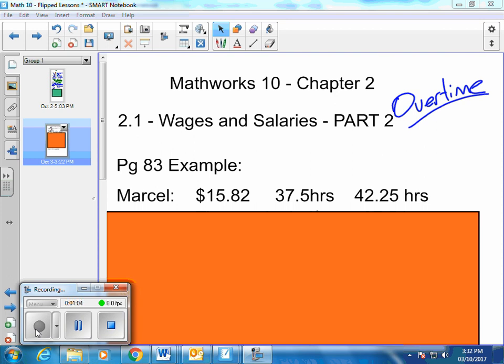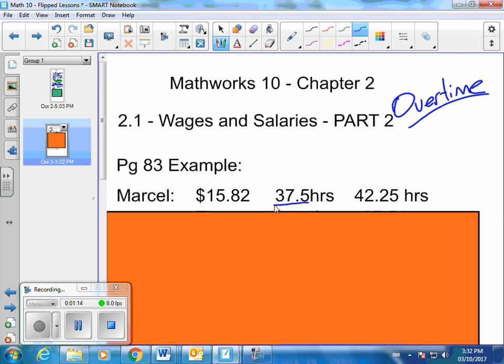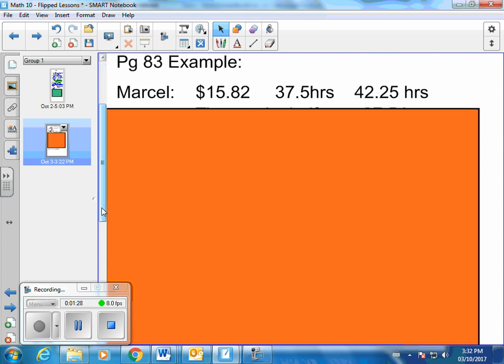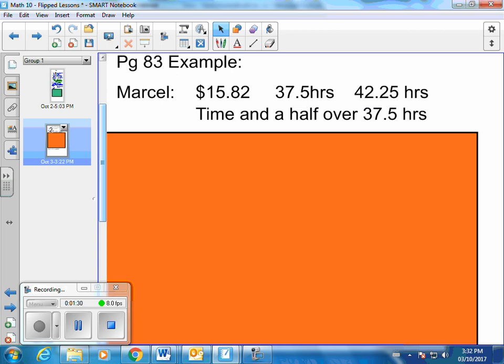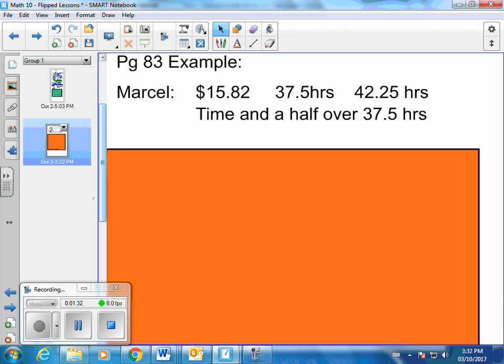They both involve the same sort of method, but the first thing we're going to do is convert things to decimals. So 37 and 1/2 is the same as 37.5, and 42 and a quarter is the same as 42.25. We converted to decimals just to make our numbers a little bit easier to work with, so we can use calculators and still keep it pretty simple. So, time and a half over 37 and a half hours.